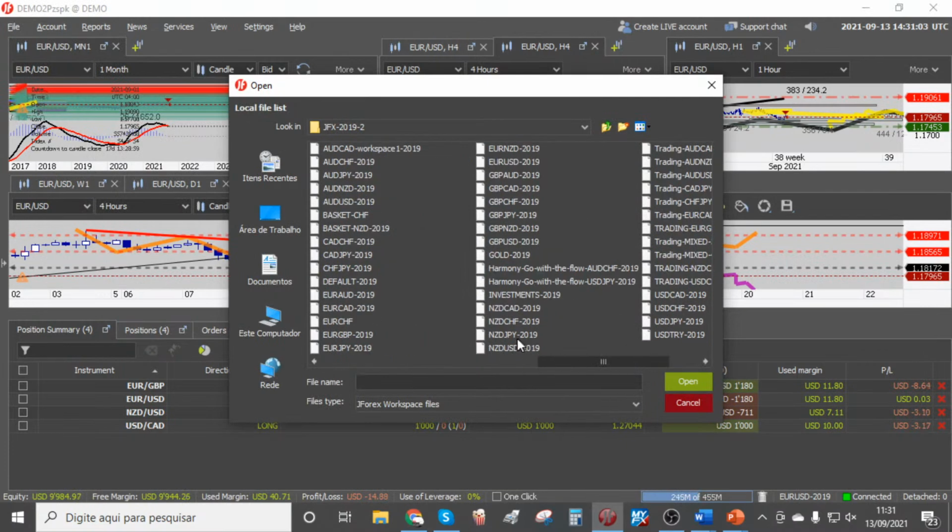How would you trade? So we have the dollar, right? How would you trade Euro AUD? Just an example.